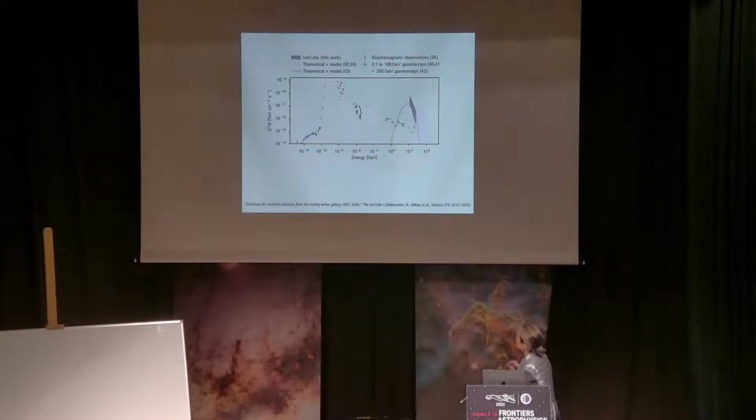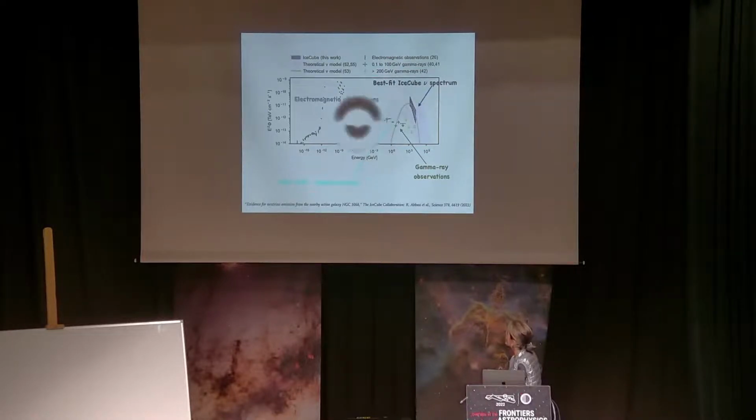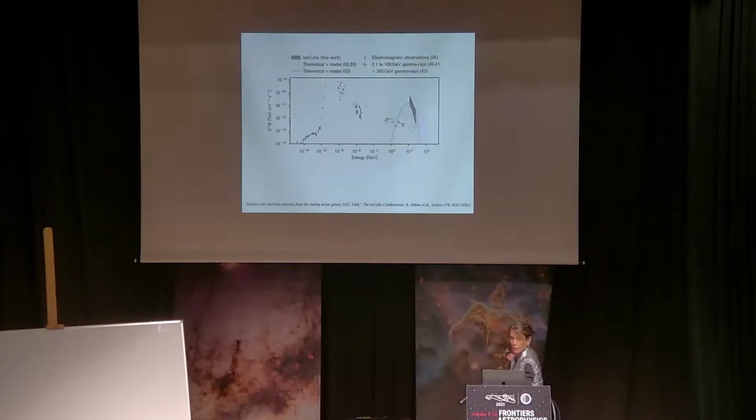Here I show you the flux times E squared versus energy of the events detected by IceCube. This is gamma ray data, and then you also have the gamma ray observations. And this is the emission model for this source. Let me go back.